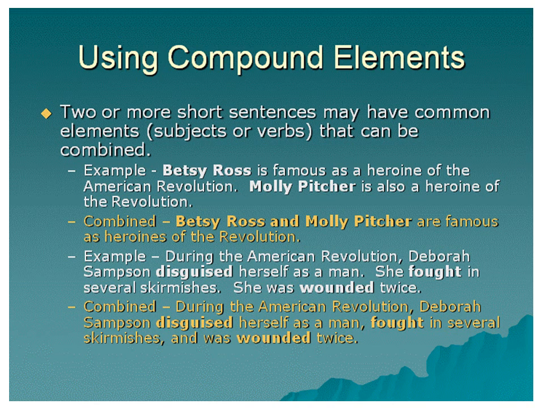A second example, during the American Revolution, Deborah Sampson disguised herself as a man. She fought in several skirmishes. She was wounded twice. These three sentences are rather short and kind of choppy. By combining them, we can come up with a much better sentence. For example, during the American Revolution, Deborah Sampson disguised herself as a man, fought in several skirmishes, and was wounded twice. In this case, we have a list of what she did during the American Revolution.